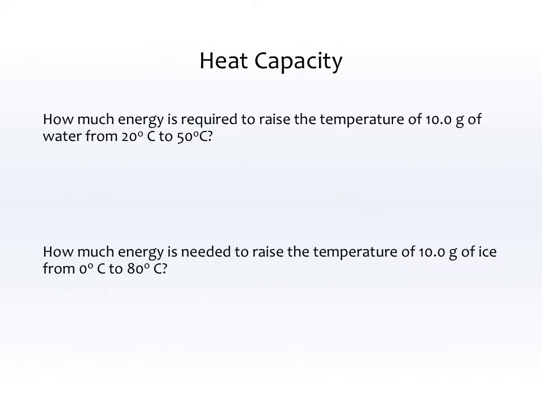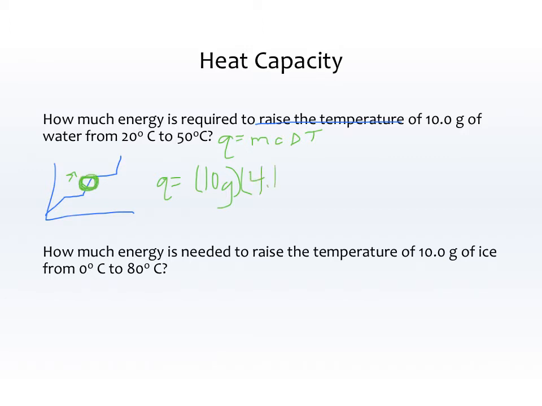How much energy is required to raise the temperature, so this is going to be heat/cool, of 10 grams of water from 20 degrees to 50 degrees? If you're thinking about this heating curve chart, we're going to be in this section because we're heating, specifically heating. So the formula, Q is equal to MC delta T. The M, the mass, is 10 grams. The C, the specific heat for water, this part of the graph, is 4.18 joules per gram degree C. And then the delta T is the change in temperature from 20 to 50.